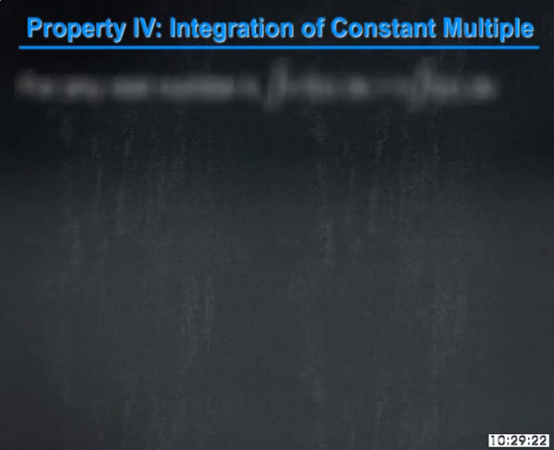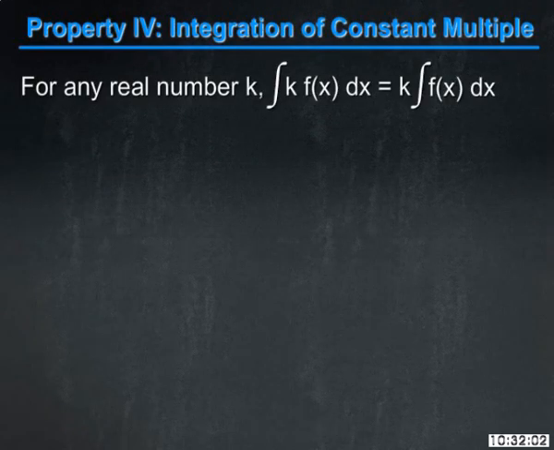Property number 4, that is integration of constant multiple. Fourth property of integral is given as, for any real number k, integral of k into f of x with respect to x is equal to k into integral of f of x with respect to x. Let us prove it.